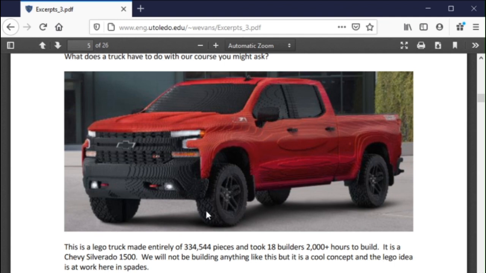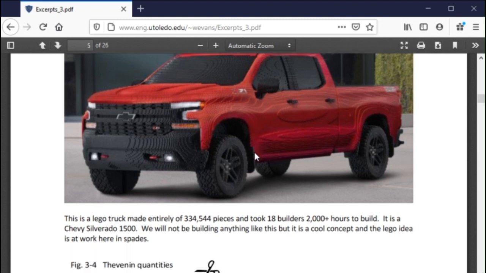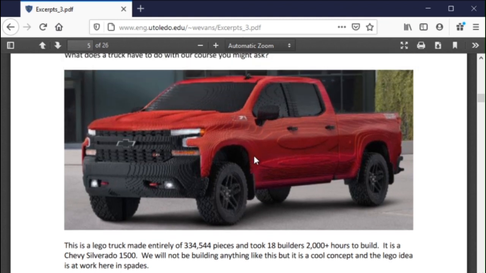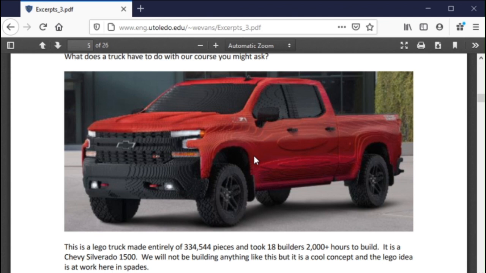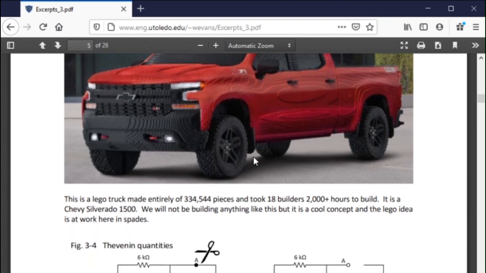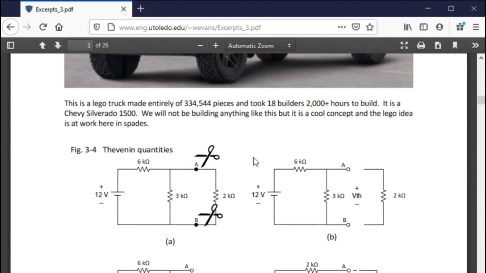So if you want to know what somebody did for a lot of hours, you can't beat this. This is something that took a lot of time and a lot of energy, but it was very impressive. And again, you can do about anything out of Legos, I guess, but that's what they did.